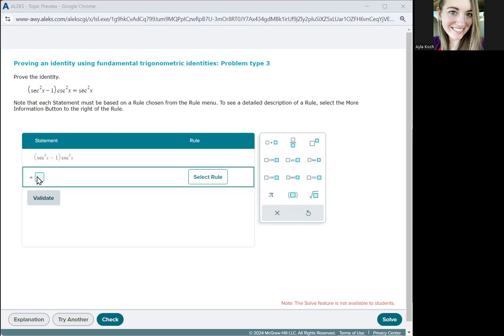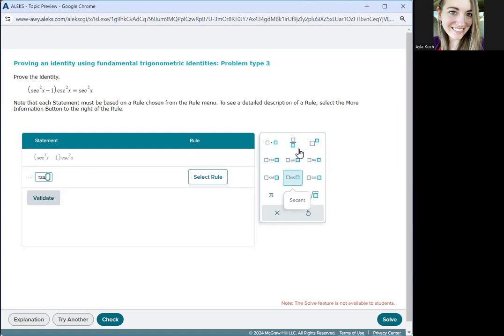All right, so the way that it works, every step of the way, you're going to write down what the step will be, and then you'll write down what rule brought you from the statement above to the statement below. For instance, this one here is secant squared x minus 1 times cosecant squared x. I know that secant squared x minus 1 is equal to tangent squared x. So I'm going to type tangent.